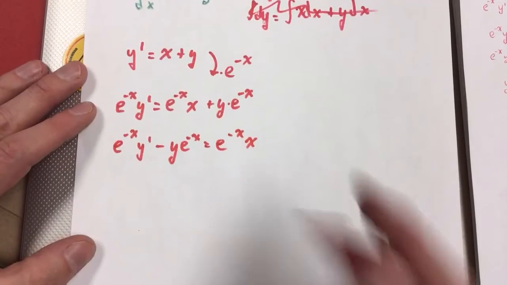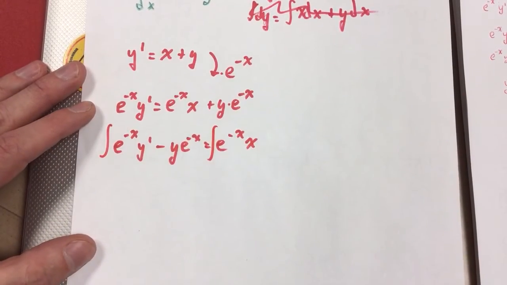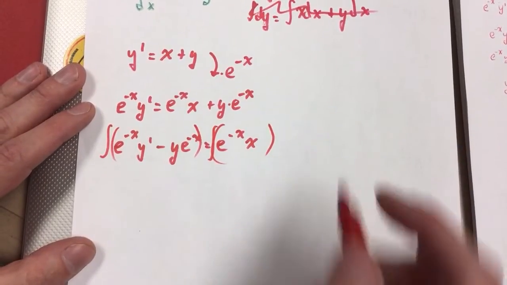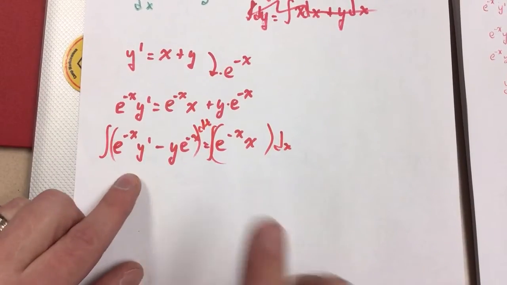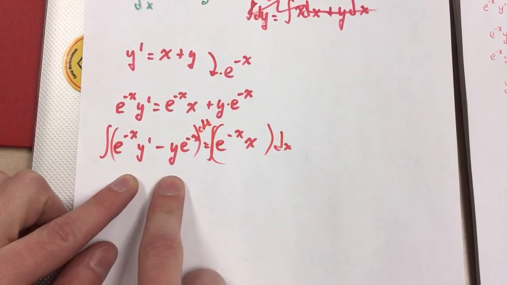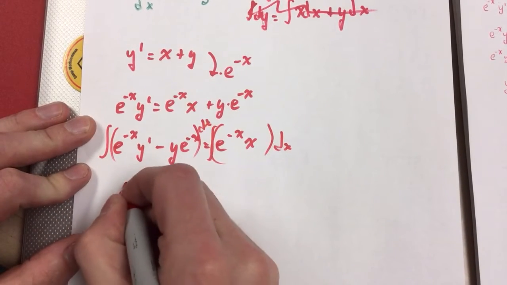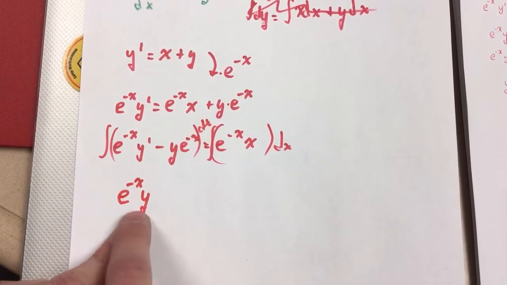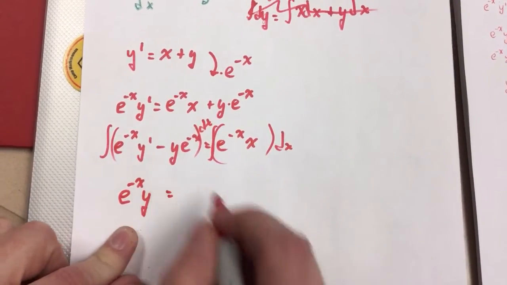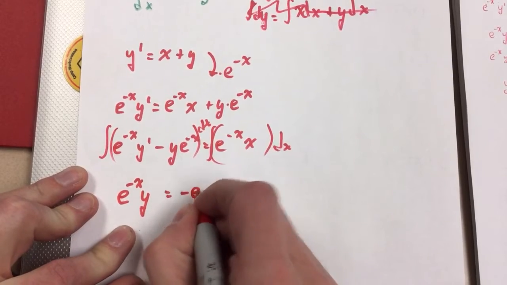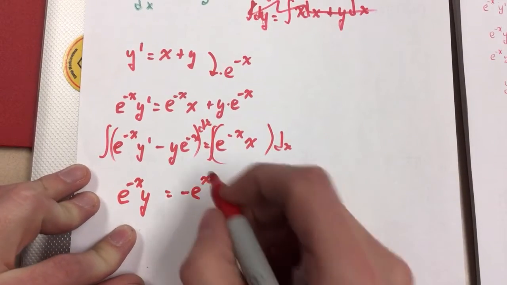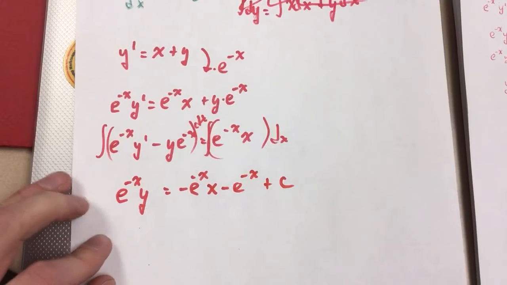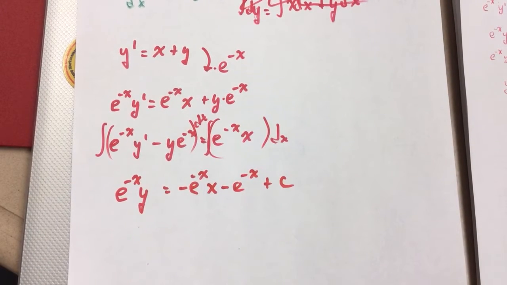If we integrate that whole side with respect to x, well, this is actually something called integration by parts. The left side turns into e to the negative x multiplied by y. And think about it, if we took the derivative of e to the negative x times y, we'd have to use the product rule, and the product rule would turn into that. On the right side, that's going to give us negative e to the negative x times x minus e to the negative x plus c. Integration by parts. You'll see it next year.